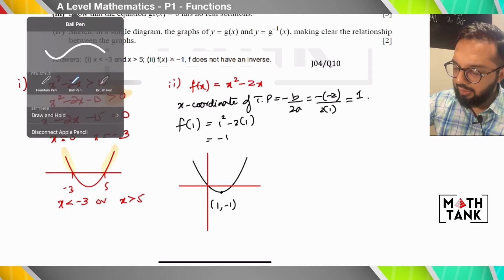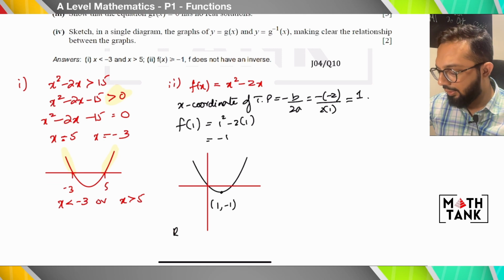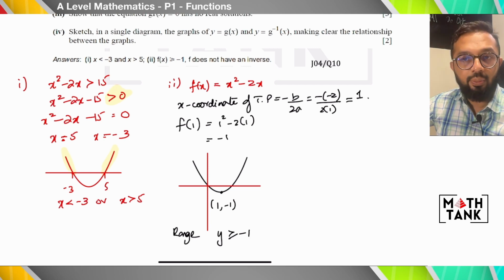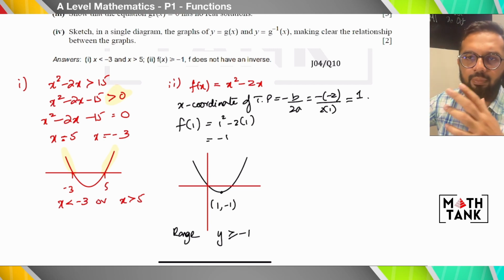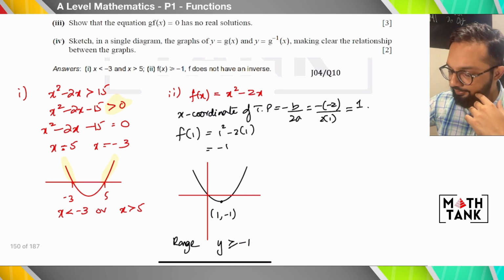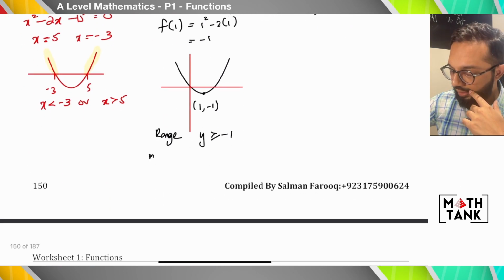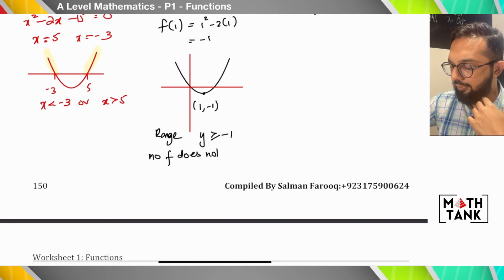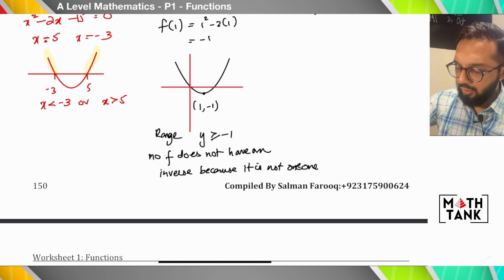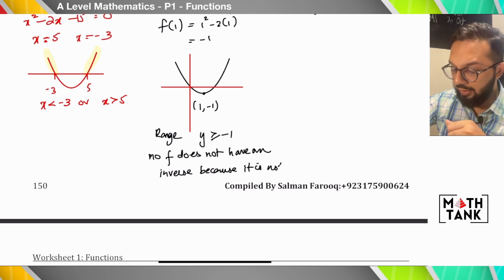Okay, so I can say that the range of this graph, since it's not a restricted domain, is y is greater than or equal to minus 1. Why? Because the graph is extending all the way up from minus 1 and going straight up. Then it says state with the reason whether f has an inverse. No, f does not have an inverse because it is not 1 to 1. That is always the reason for having an inverse or not having an inverse for that matter.